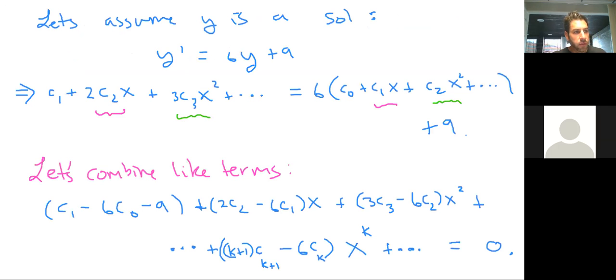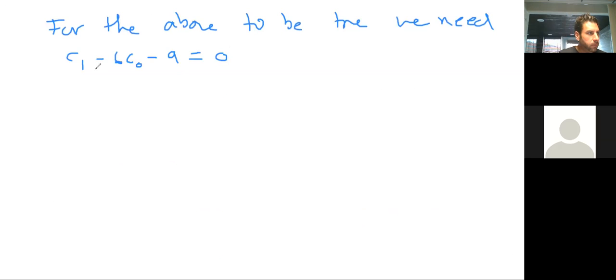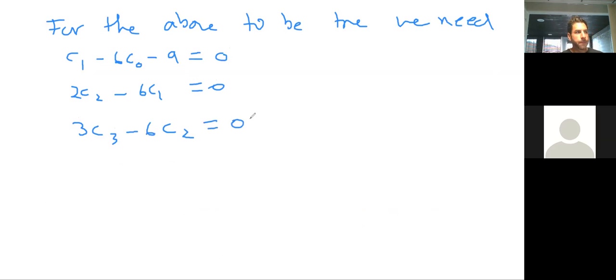Then we need 2c2 minus 6c1 to be 0. And then we need 3c3 minus 6c2 to be 0. And we need k, or let's do k, well, we could do it either way. Let's do k times c sub k minus 6c sub k minus 1 to be 0.